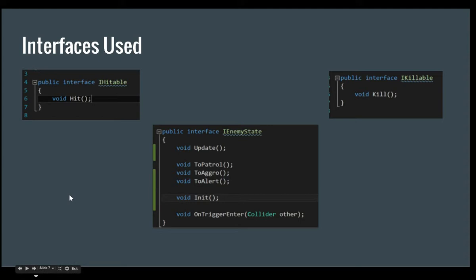So to make all that work, I used several interfaces, and the three big ones that you're seeing here are iHittable, iKillable, and iEnemyState. iHittable and iKillable look like very simple interfaces, but you'll see just how powerful even very simple interfaces are in a game development setting. iEnemyState will be used when we want to create a state machine, and you'll see how nicely that simplifies things.